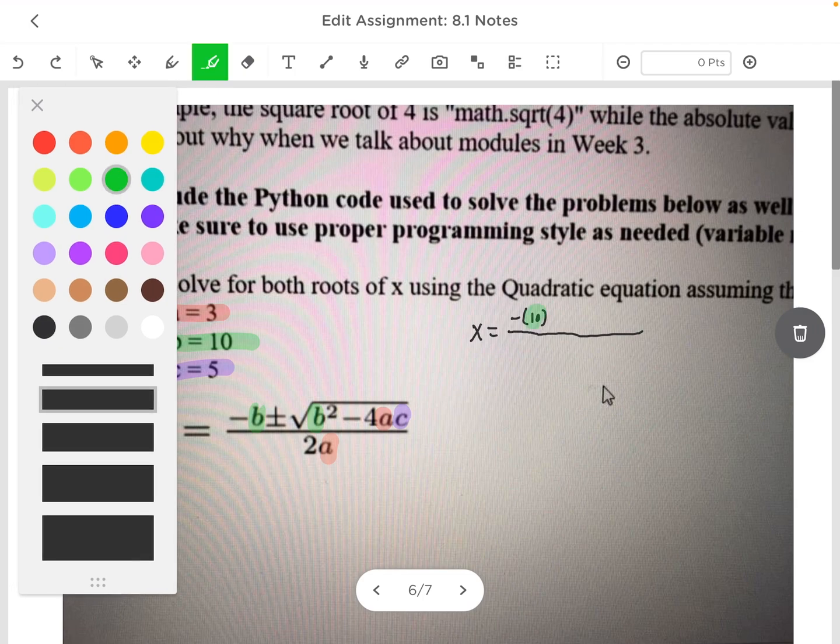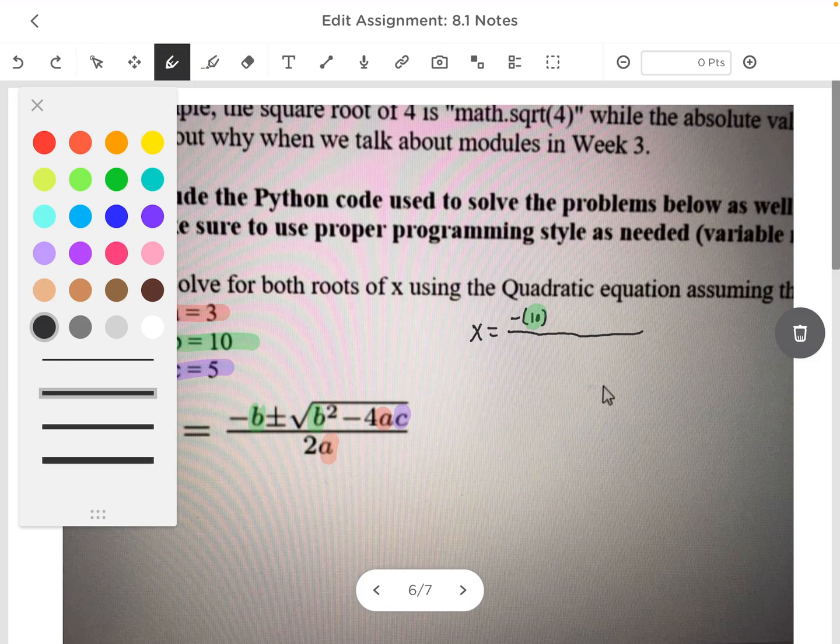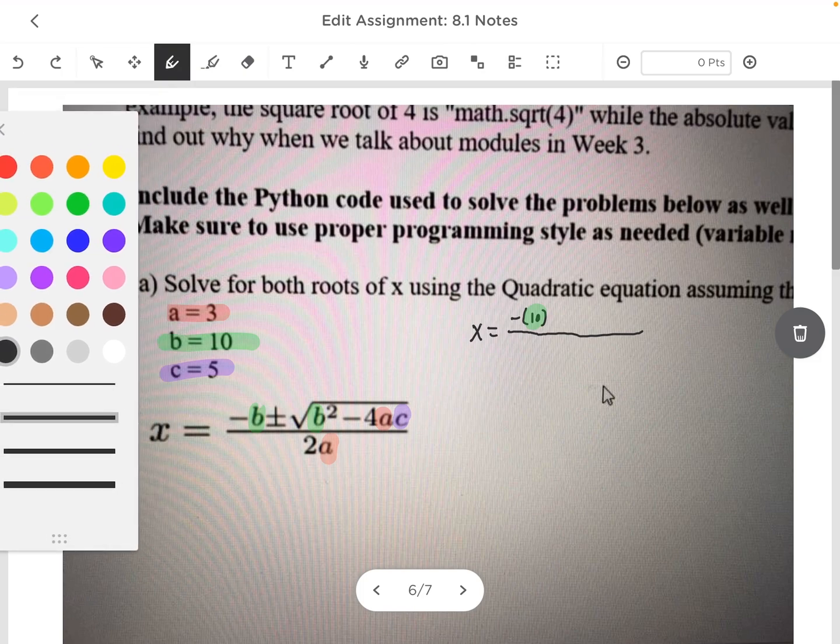Maybe I'll color code when I'm done and you can cross reference, just to keep this video a little bit short. Now this thing means that we have to do this problem twice: once where we add the opposite of B to the square root, and once where we subtract. So we're going to do plus first.